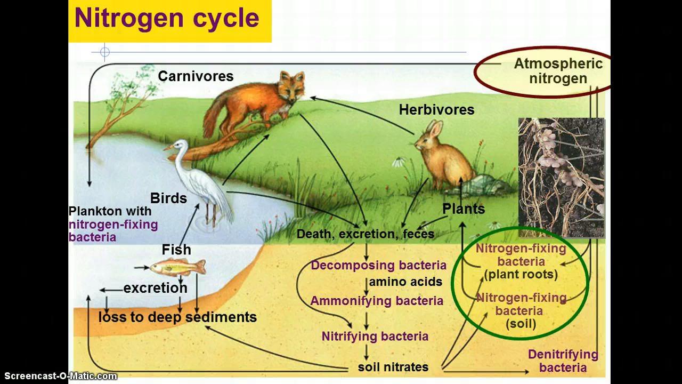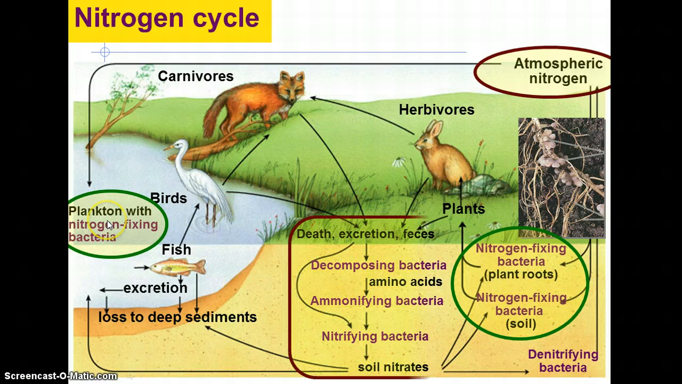And that's what I was talking about. This is actually what it looks like. It's on the root nodules of legume plants, and that's where the bacteria is going to live. We also have plankton that have the nitrogen fixing bacteria in them. When anything dies, it's all going to be back in the soil.